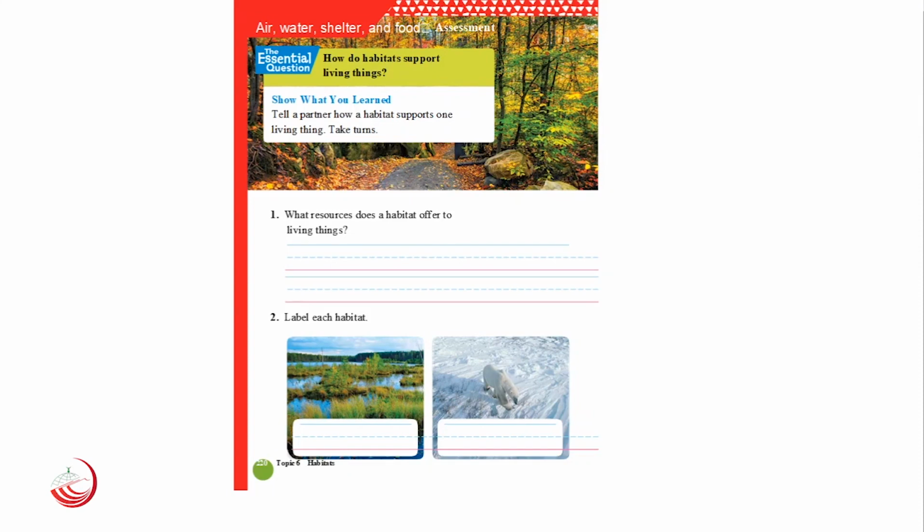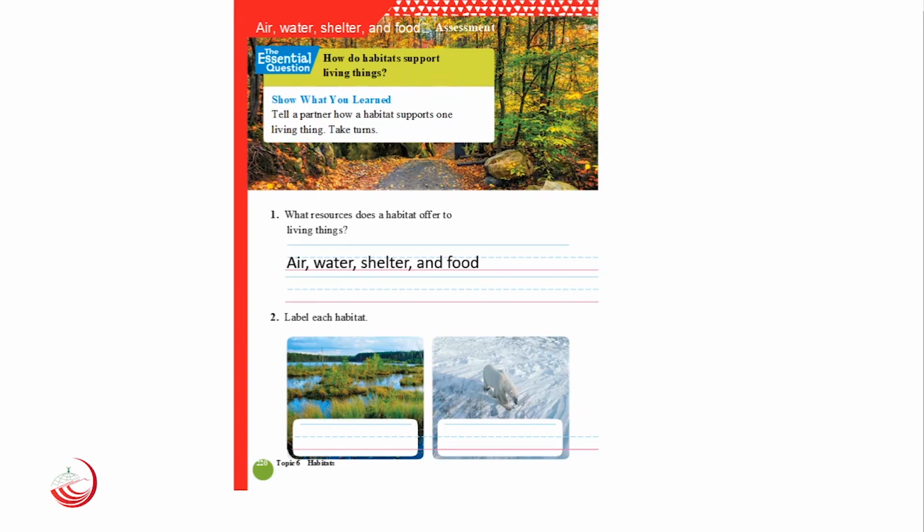How do they survive in these habitats? What do animals need to survive? Animals need food, water, air, and shelter. What do plants need? They basically need the same things. They need carbon dioxide, which is in the air, sunlight, nutrients, food, and water.